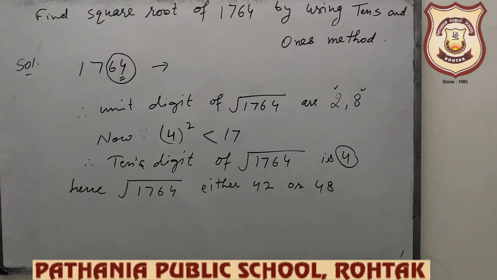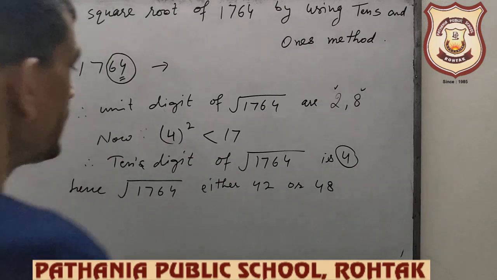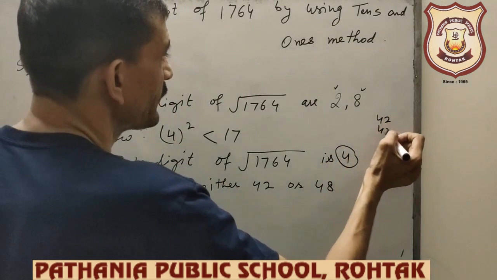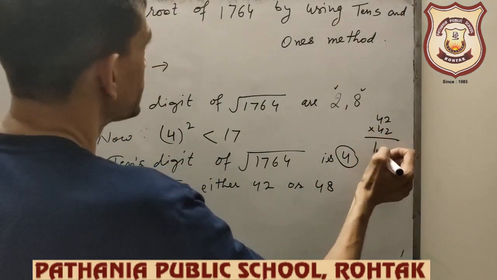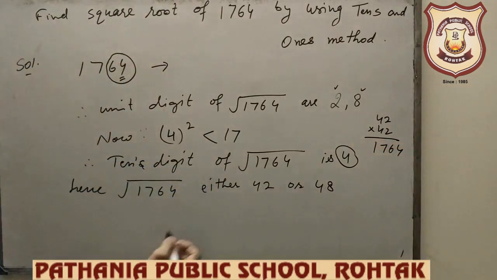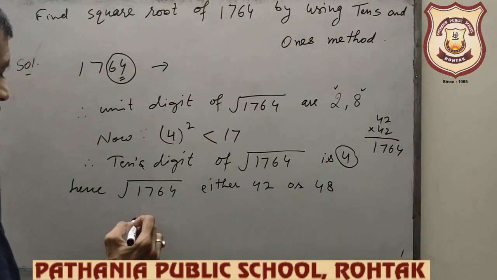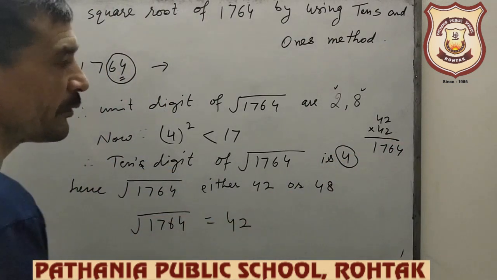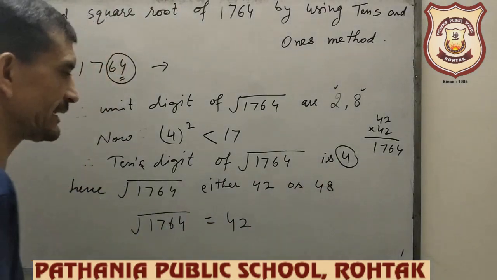Multiply it, 42 into 42 is what? Yes, beta, 42 into 42, you always get the same, that is 1764. You can check it by calculator also. So the square root of 1764 is equal to 42. 48 into 48 is something else.